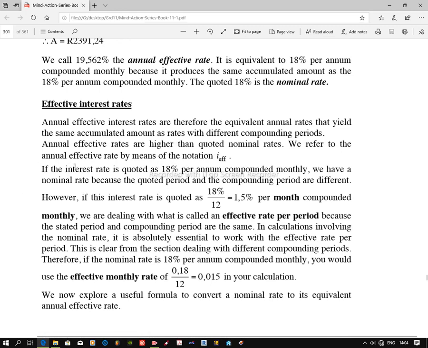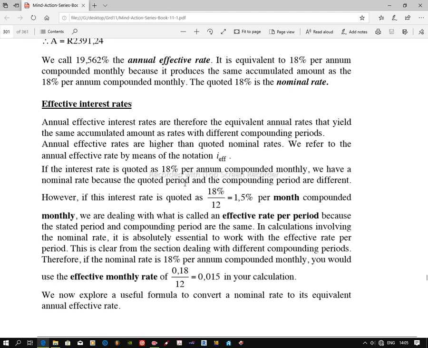Effective interest rate. Annual effective interest rates are the equivalent annual rates that yield the same accumulated amount as rates with different compounding periods. Annual effective rates are higher than the quoted nominal rates. We refer to the annual effective rate by means of the notation i effective. If the interest rate is quoted as 18% per annum compounded monthly, we have a nominal rate because the quoted period and the compounding period are different.